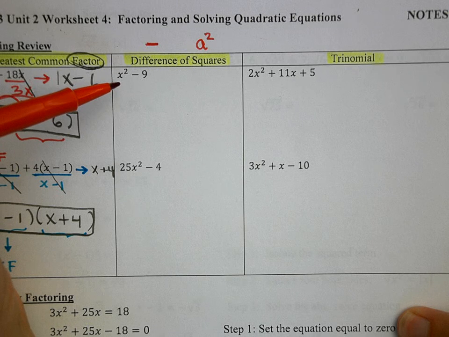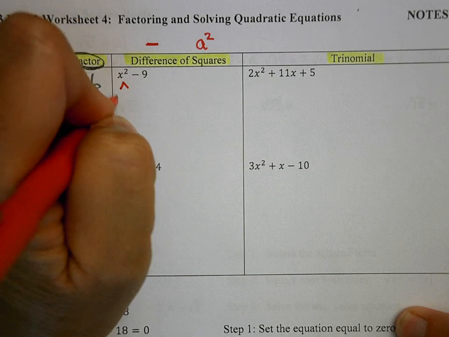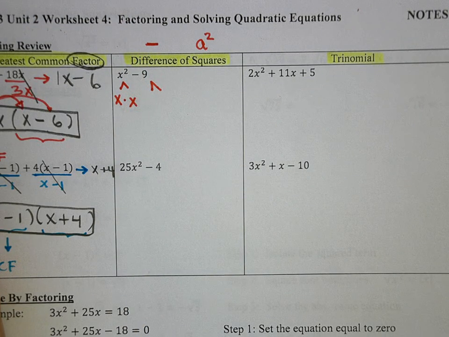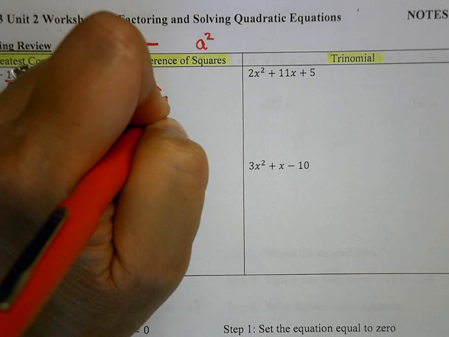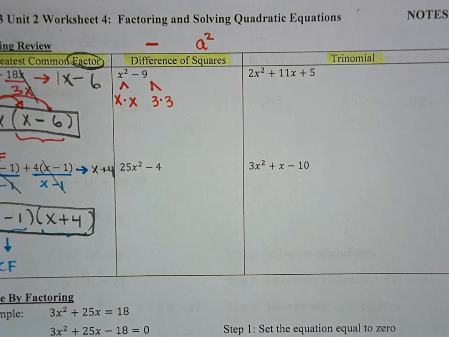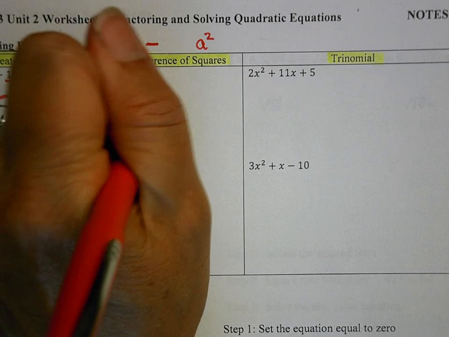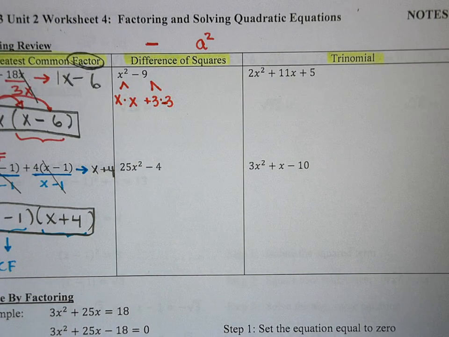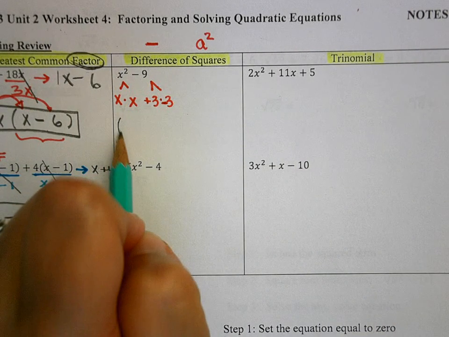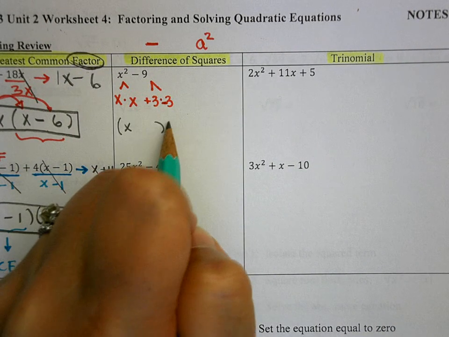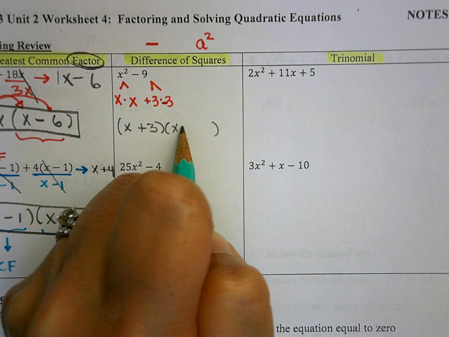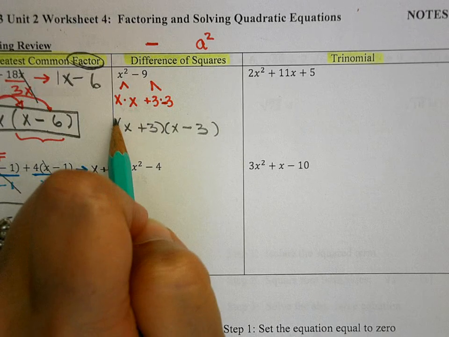So x squared is a square number, right? So x squared would be x times x. And then for 9, can I multiply two things together to give me 9? And I can. That would be 3 times 3, right? But it does need to be negative 9, so that means one of the 3's has to be positive, and one of them has to be negative, okay? So then my difference of squares factors: x squared would be x times x, and then for my negative 9, I need a positive 3 and a negative 3. And so those would be my factors.